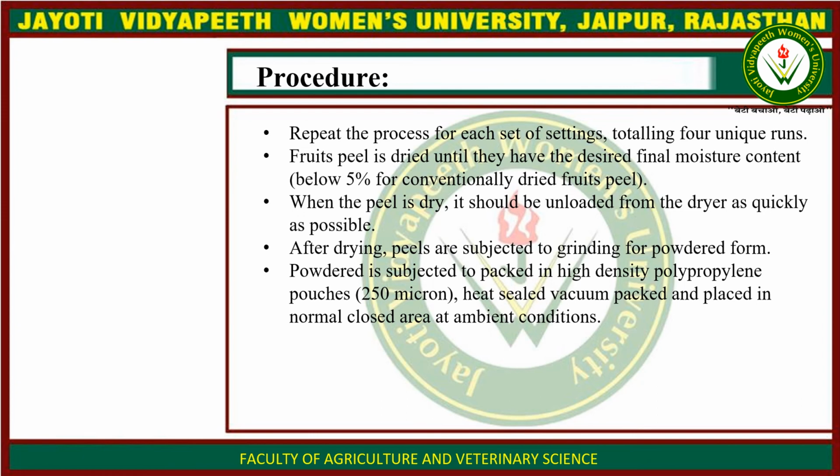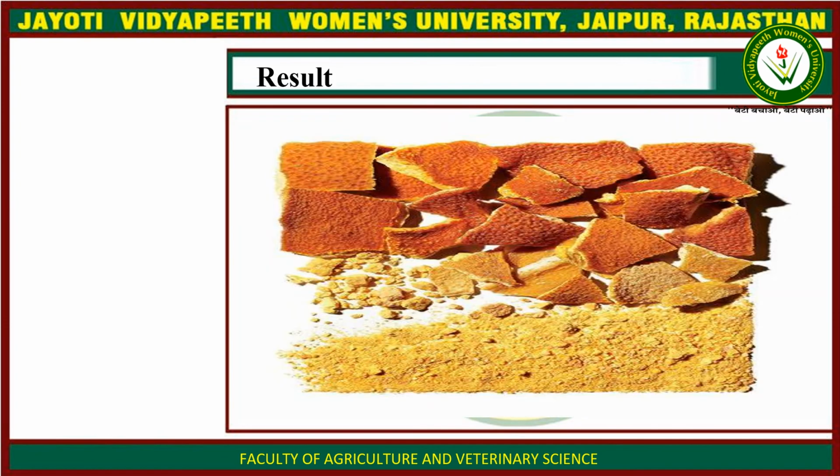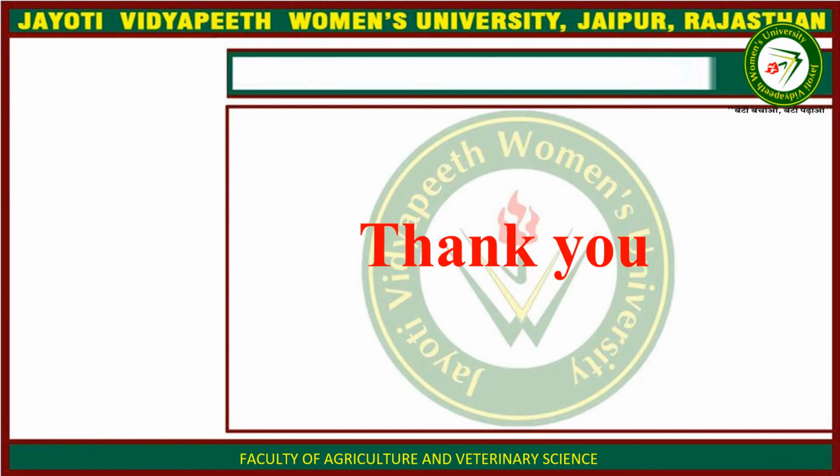When the peel is dry, it should be unloaded from the dryer as quickly as possible. After drying, the peels are subjected to grinding for powdered form. The powder is packed in high density polypropylene pouches, heat sealed, vacuum packed and placed in a normal closed area at ambient conditions. This is the result of this experiment. Like, this is the powdered fruit peels and this is the dried fruit peels from the fresh fruit peels.